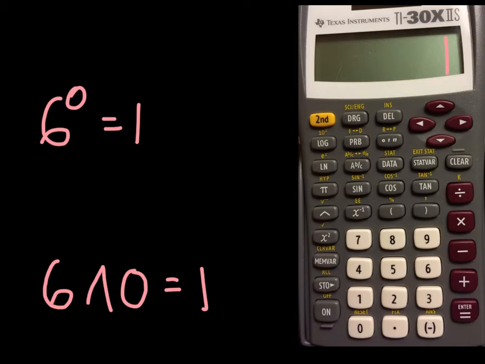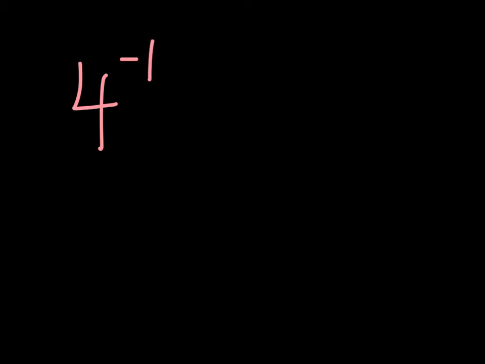Let's do another example. Hopefully it'll make more sense than that last problem. I still don't know how something to the 0th power can be 1, but anyway. Here we are again, and this time I have 4 to the -1.